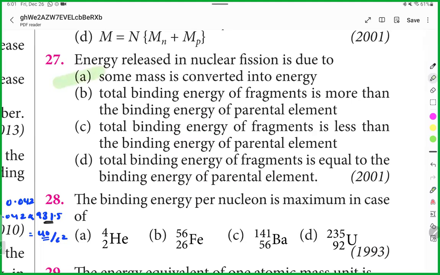Because when fission happens, for example, uranium 235 in presence of neutron breaks down into krypton and barium. It also produces a lot of energy, 200 megawatt. Some mass is converted into energy.